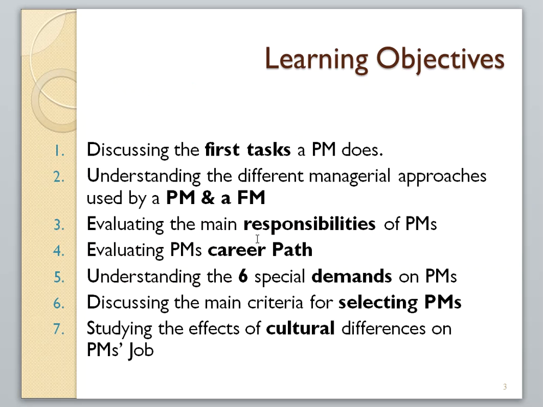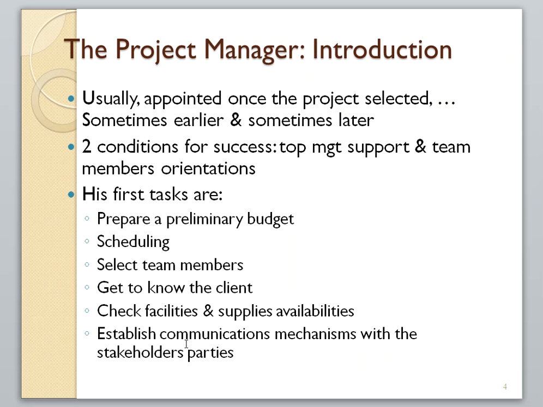We have an outline here, or learning objectives. First, we will discuss what he or she does as a project manager, the first tasks she or he handles, a comparison between a project manager and a functional manager, what might be the main responsibility of a project manager, and career path, though it's not that clear. However, we will talk about it here. Also, we will talk about 6 basic demands of project managers. How do we select a project manager? And whenever we are dealing with big projects that cut across different groups of people, for example, different countries, we need to talk a little bit about the cultural differences and how project managers might deal with them. Let's start with the first point, introducing the topic.